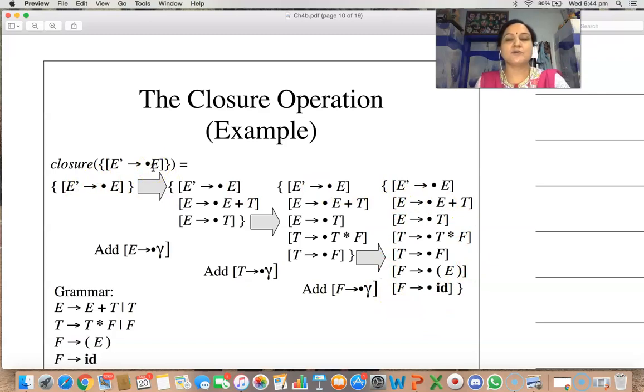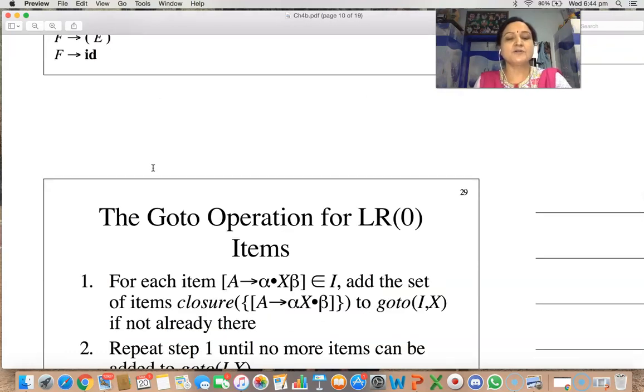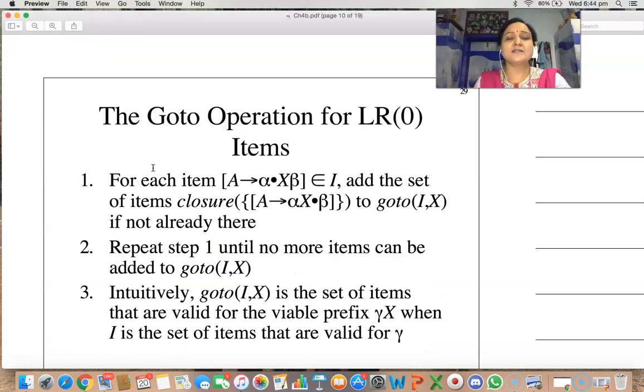This is how we compute the closure of any production. Now how to compute the goto? Goto will tell us that from any given state, where do the transitions go in the DFA. So what are the steps to compute the goto operation? For each item A tends to alpha dot X beta belonging to any state I. What is the meaning of this rule? Alpha is some grammar symbols that are available before the dot, and after the dot there is X, which means a non-terminal is there, or X is a terminal also.